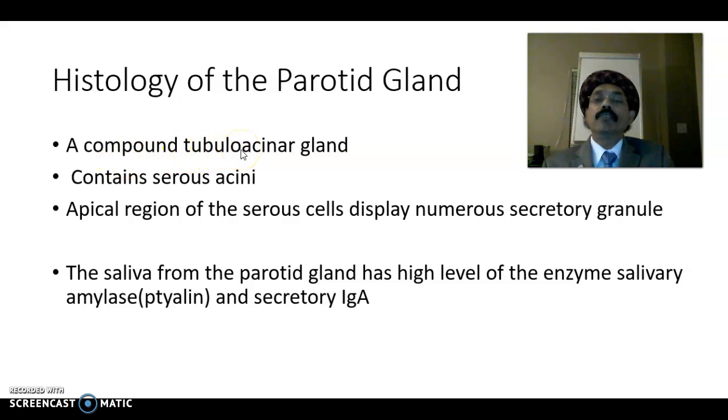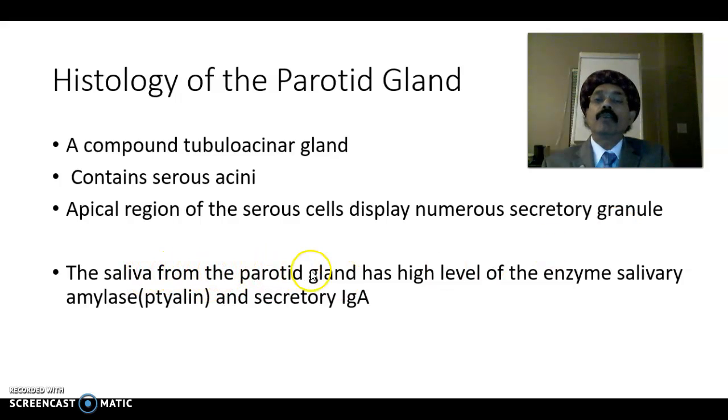Acinus becomes tubular in the intercalated duct. Then the interlobular duct will go there, eventually going to the main excretory duct. It contains serous acini. There is no mucus acini in the parotid gland. The apical region of the serous cell displays numerous secretory granules. Those are rich in protein.